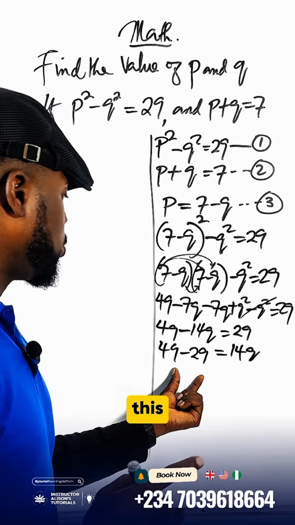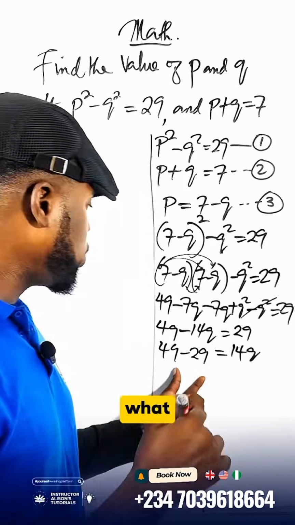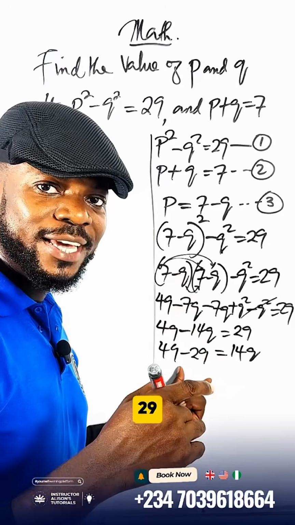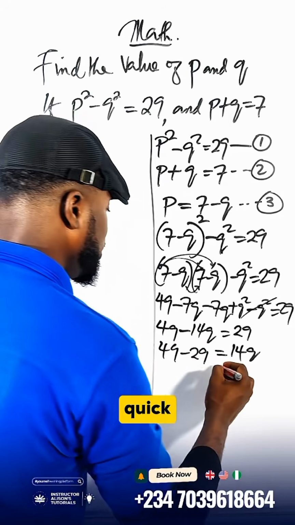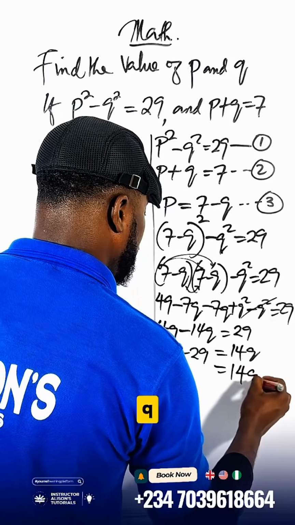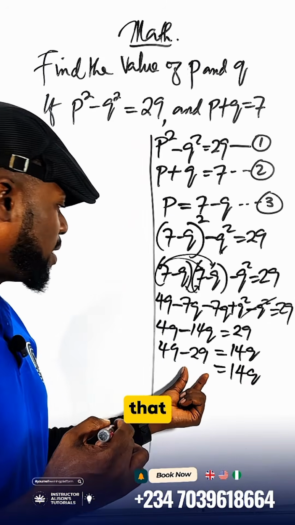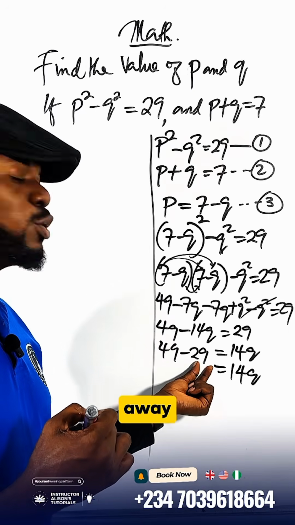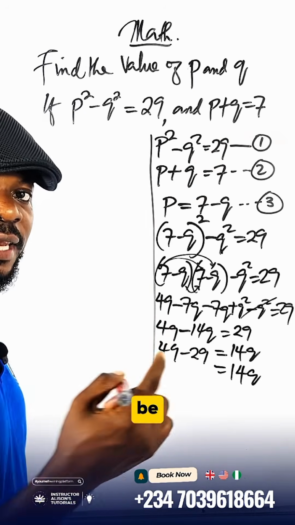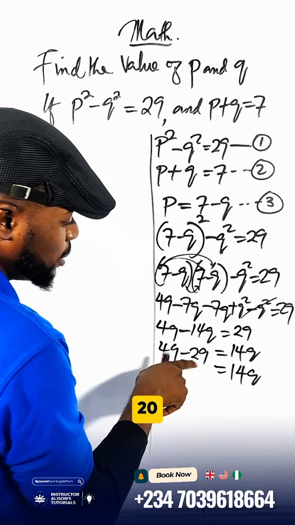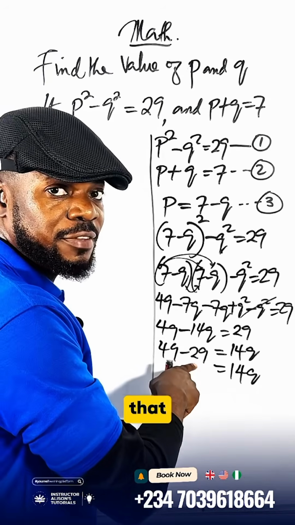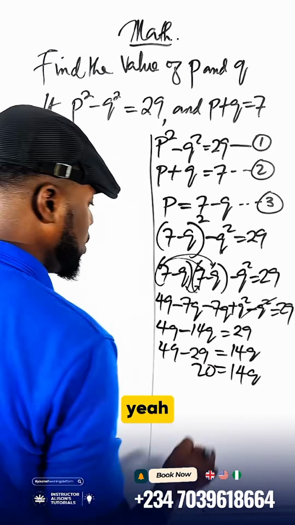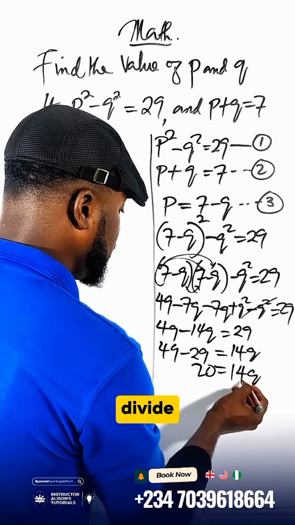If you subtract this one, what do you have? What is 49 minus 29? Put that in the comment section real quick. So we have this to be 14Q. If you subtract this, you should know that the answer will give you, is it 20? Of course, if you take away 29 from 49, what will be left is 20, because if you add 20 to this particular 29, that gives you 49. So we have 20 here. You're looking for this Q. So divide both sides by 14.